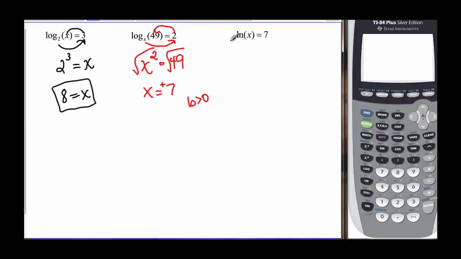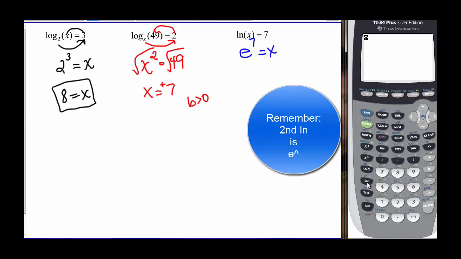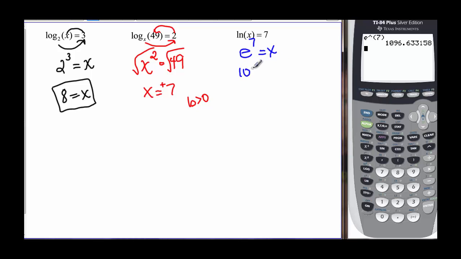And then in this last case, we have ln x equals 7, which if I convert it, remember natural log means that it's going to be base e to the 7 is equal to x. And that I have to take to my calculator because I don't happen to know base e in my head very easily. But second ln will give me e, and then I put my 7 in for the exponent, and I find out that e to the 7th is approximately 1096.63, which is approximately equal to x. Okay, so there we have it.